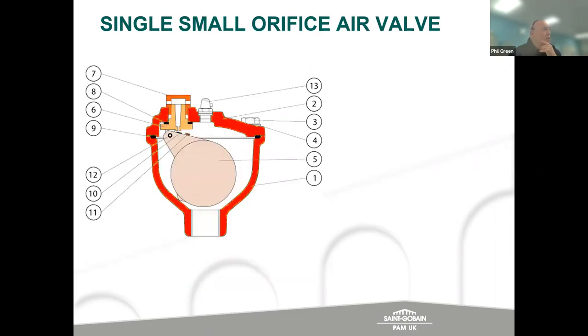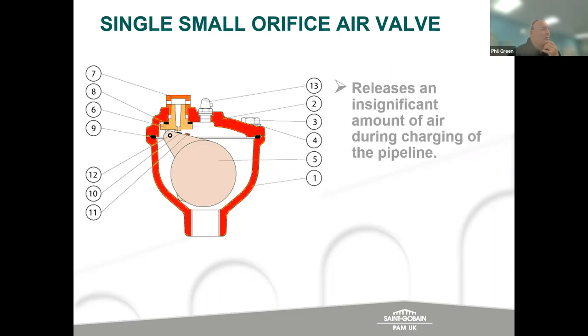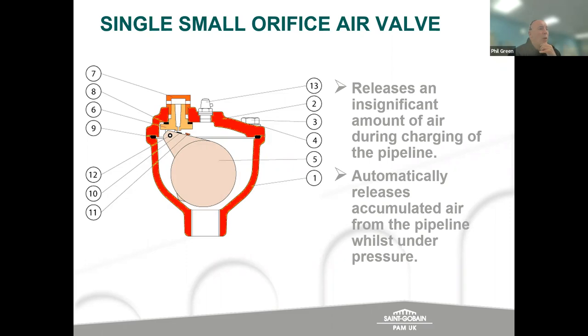So a single small, you've got the ball valve rotating on a pivot there. It has no effect on the bulk movement of air, and basically it's designed to release accumulated air in a pipeline under normal operating conditions. So when you're getting pumps starting and stopping and bubbles going into a pipeline, they'll escape through this single small orifice air valve. So there's a regulation of air bubbles in a pipeline which get released through this small orifice.